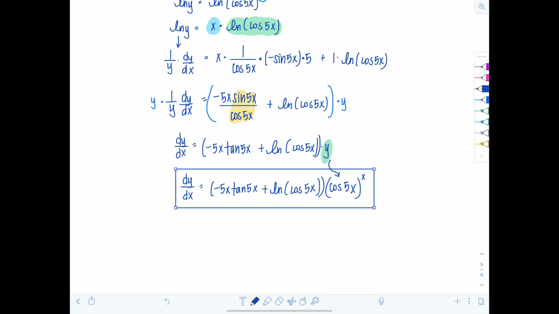Very nice. So classic problems, you'll see derivative of y equals x to the x, something like that. You have to take the natural log of both sides to proceed.